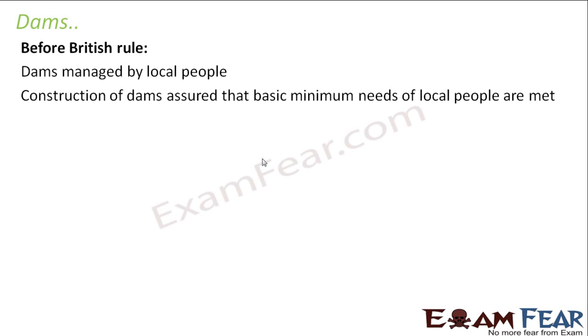That means for a small locality, you had a small dam constructed. Because of the construction of the dams, it was also ensured that the local people should not get affected. The ecological balance should not get disturbed. So that is how the scenario was before the British rule.